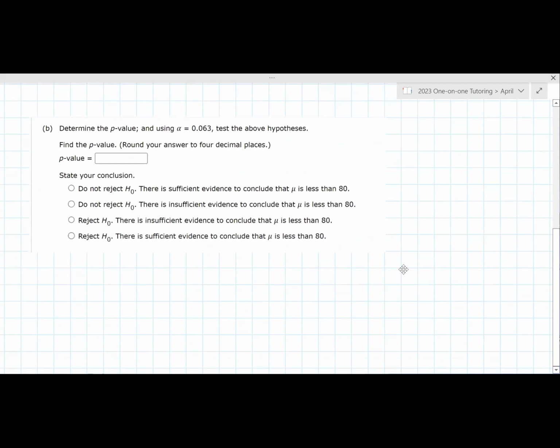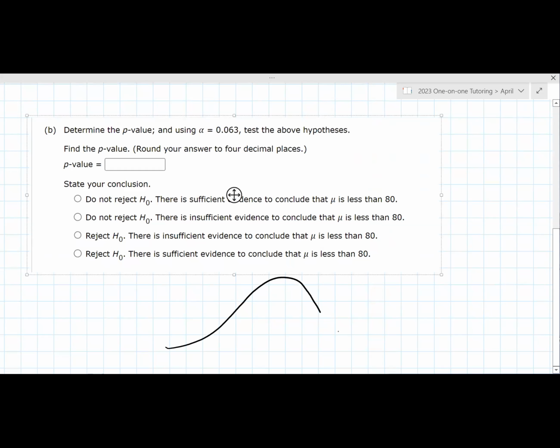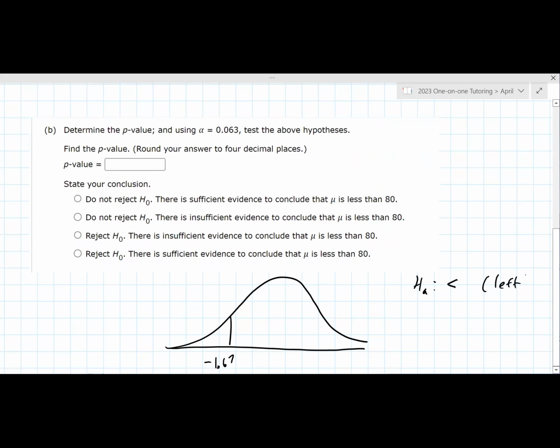So we're going to use that z-value we just found. To find the p-value, we're looking for the area under the curve. Your z-value was minus 1.67. Your alternative hypothesis was a less than. That means we want the left tail, left of that line there. You want to find all this area to the left of that.